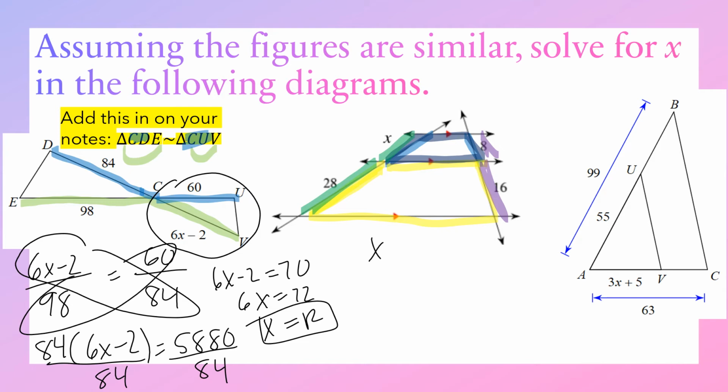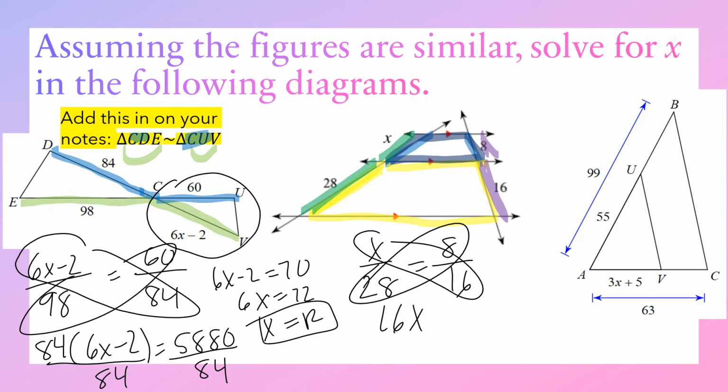You would just do your x over 28 equals 8 over 16, and you just cross multiply and solve. 16x equals 28 times 8 is 224, and then divide both sides by 16, and you get x equals 14.